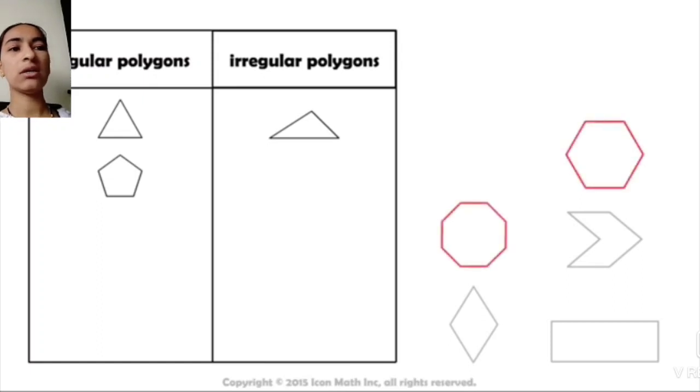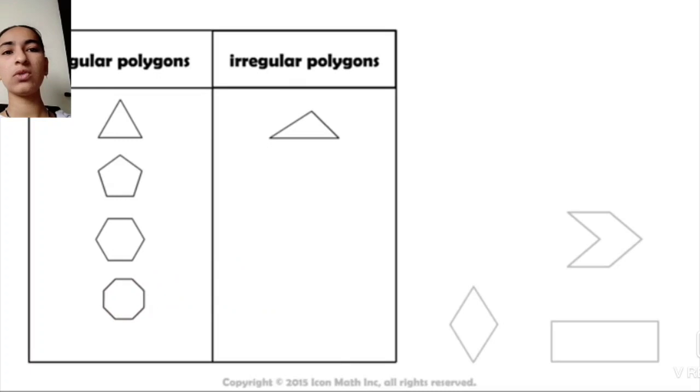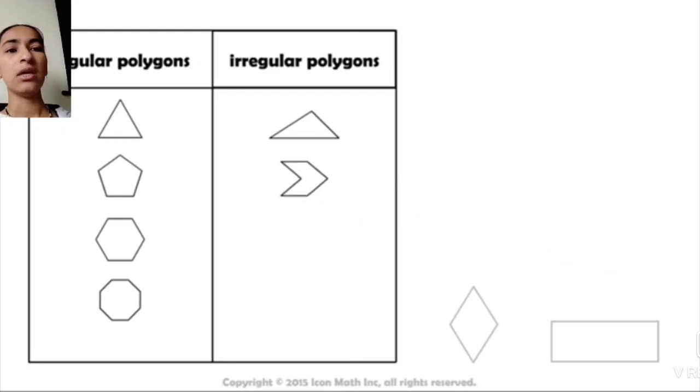Now let's take another example. These two are also regular polygons because all sides and all angles are equal. Now see this figure. This figure has all sides equal, but what about the angles? Are angles equal? No, angles are not equal. Students, so it is irregular polygon. Let's take another. Sides are equal? Yes, but what about the angle? Angle is not equal, so it is irregular.